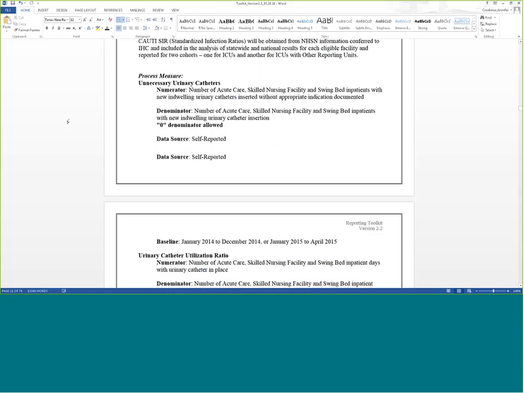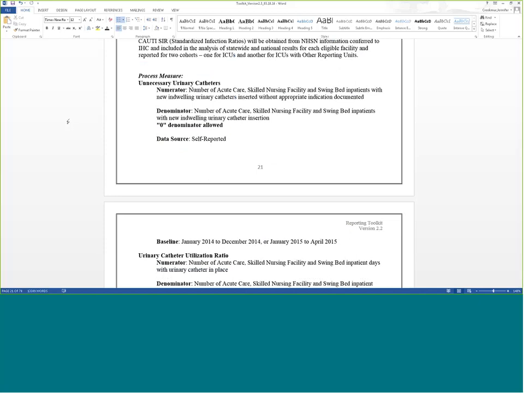Our process measures, the first one: unnecessary urinary catheters. The wording on the numerator: number of acute care, skilled nursing facility, and swing bed inpatients with new indwelling urinary catheters inserted without appropriate indication documented. The denominator is the number of acute care, skilled nursing facility, and swing bed inpatients with new indwelling urinary catheter insertion. Zero denominator is allowed on this, and this is a self-reported measure.